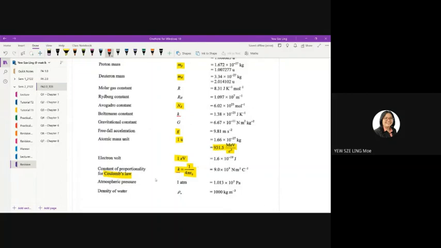So the one that you want to use is Coulomb's law. That is your chapter 1. You don't go and select the Boltzmann constant anymore.